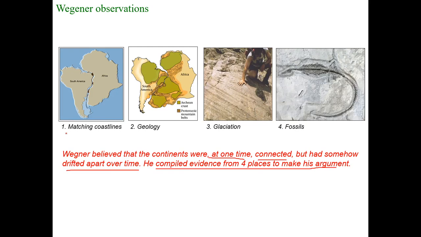Okay, so these are 4 lines of argument that you want to be familiar with. It's a pretty common question for me to ask on the test, please explain his 4 arguments. And notice I say explain. On the test, it's not going to be enough to just say matching coastlines, geology, glaciation, fossils. You have to be able to explain what they mean, and explain how these theories support the idea of continental drift.